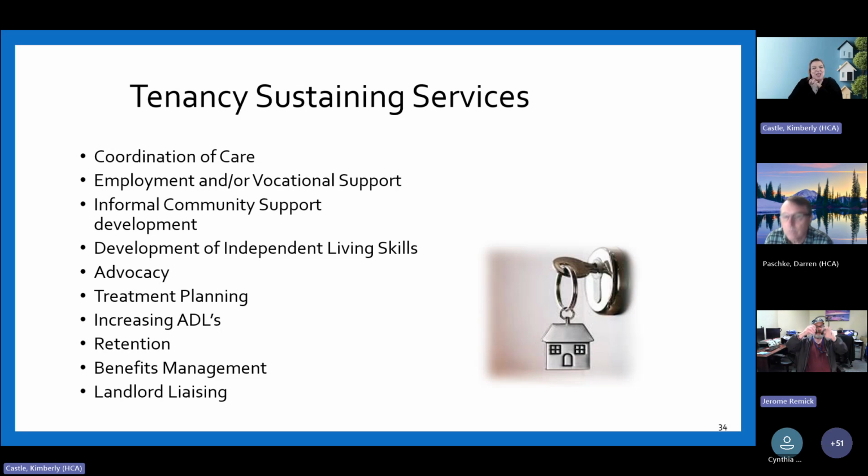And I think it goes the same for all the work we do with folks, but really just thinking about how you think outside the box. These are billable services, but this is a short list. So think about what you're doing and how it's connected to their housing goals.